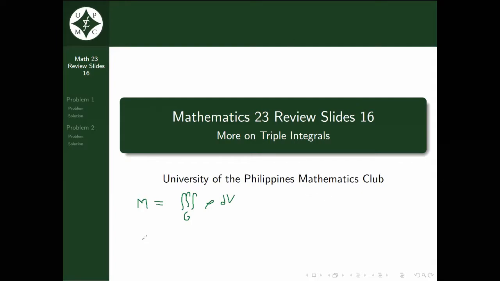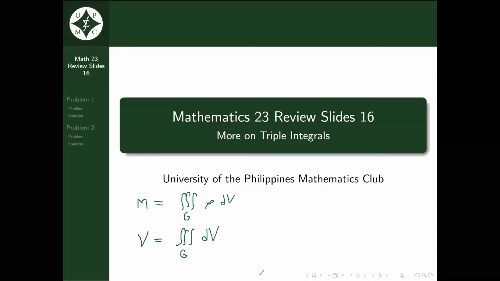Here, we will be focusing mainly on getting volume instead, which is actually a lot more simple, because while it is the same triple integral over the solid G, it just has dV. So this is how you get volume. You just set rho equal to 1, and you'll get the volume of a solid.